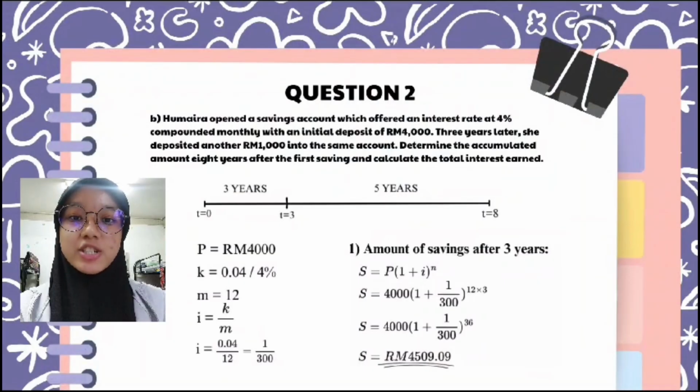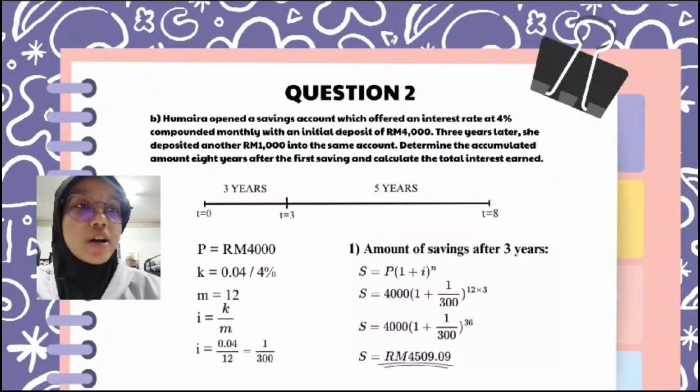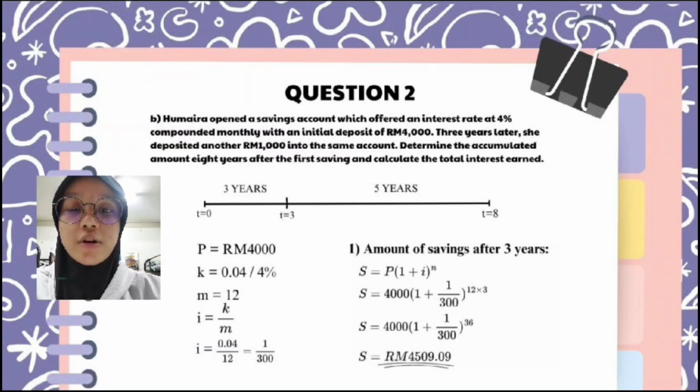Hi, I will be explaining question 2b. Humaira opened a savings account which offered an interest rate of 4% compounded monthly with an initial deposit of 4,000 ringgit. 3 years later, she deposited another 1,000 ringgit into the same account. Determine the accumulated amount 8 years after the first saving and calculate the total interest earned. From this question, we will need to calculate by 2 periods of time, which is after 3 years and after 5 years, which will give us the answer for the accumulated amount after 8 years. We will be using the formula S = P(1 + i)^n.